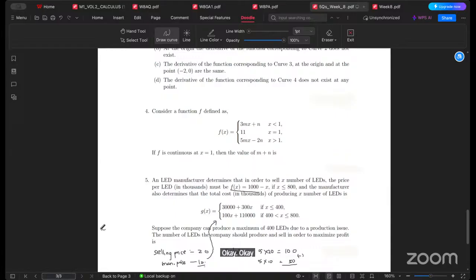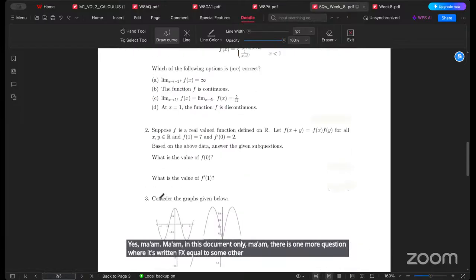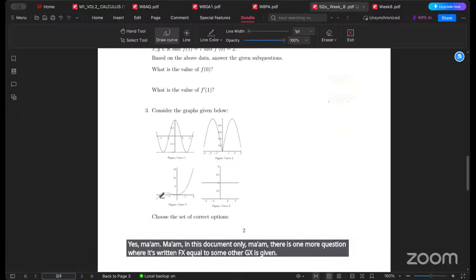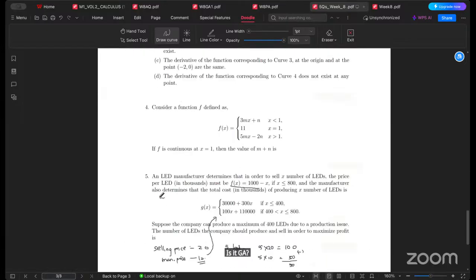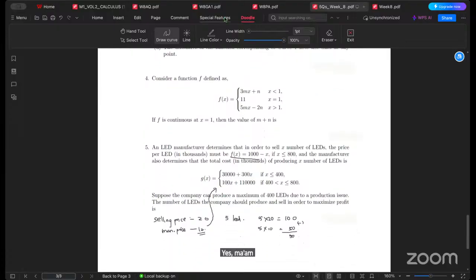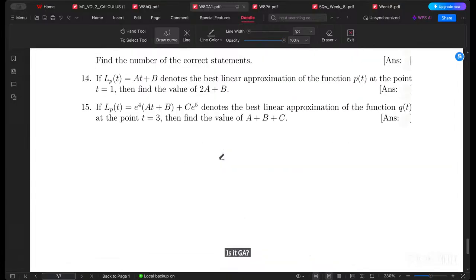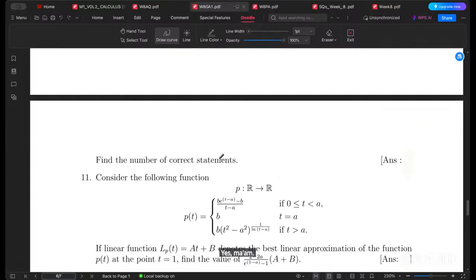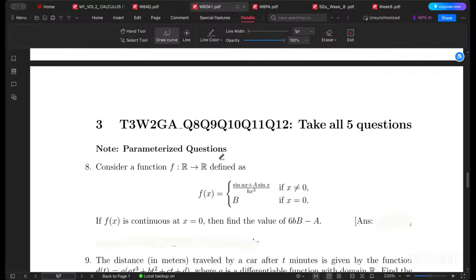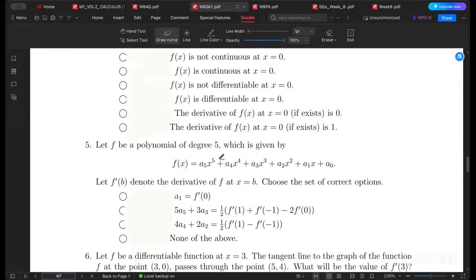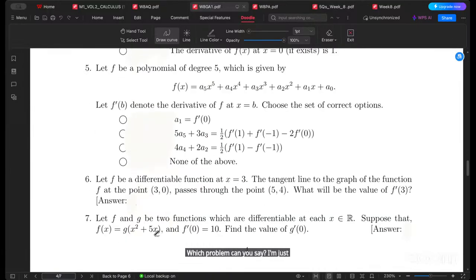Ma'am, in this document only, there is one more question where f(x) equal to some other g(x) is given. Which problem can you say? I'm just scrolling it. This one? Yes, ma'am, number 7. Ma'am, what should be the approach here?